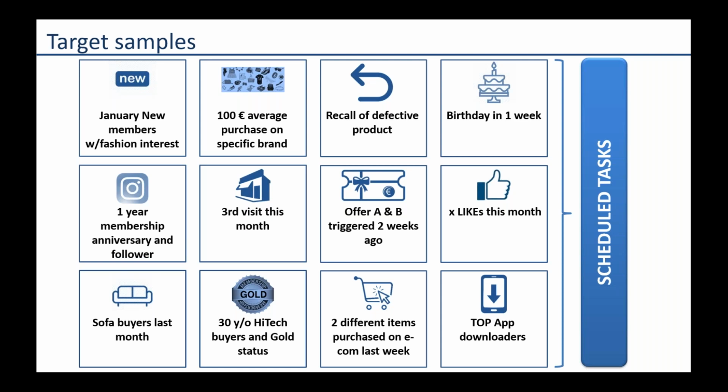So for instance, you can create a target for the 30 years old gold members whose birthday is in the next week. You may also create targets for sofa buyers last month or last week because you want to propose offers on living room accessories like curtains or pillows or things like that.